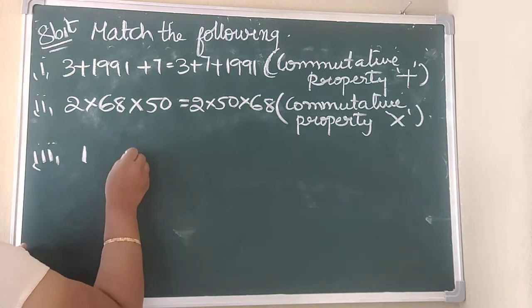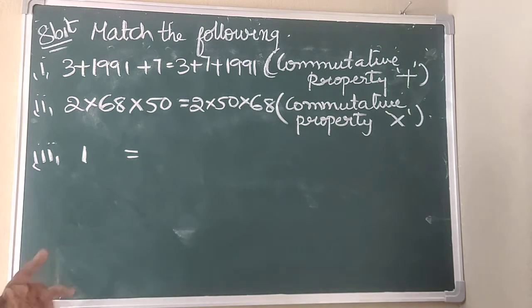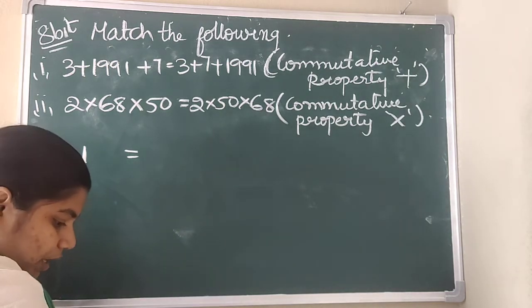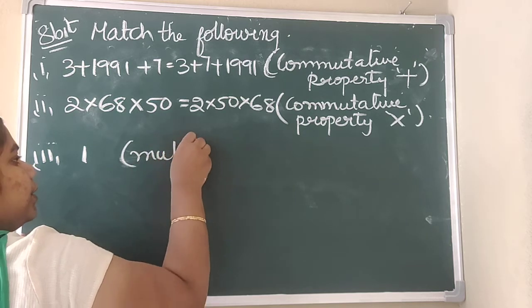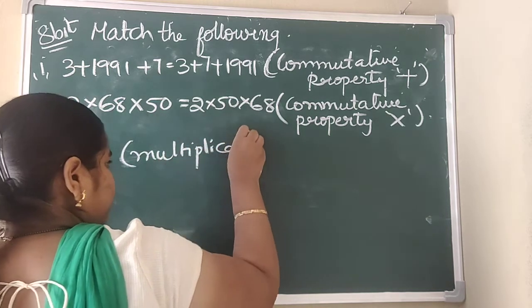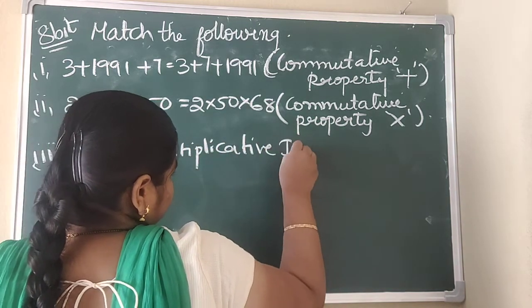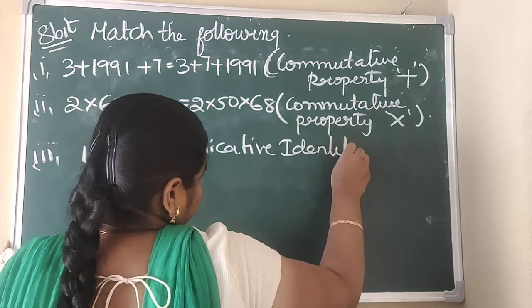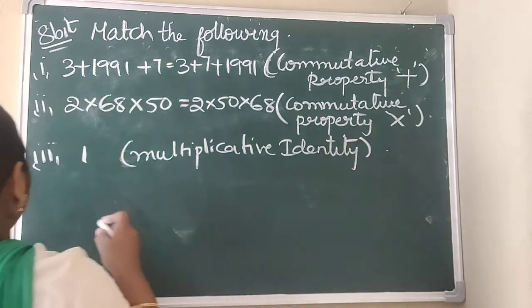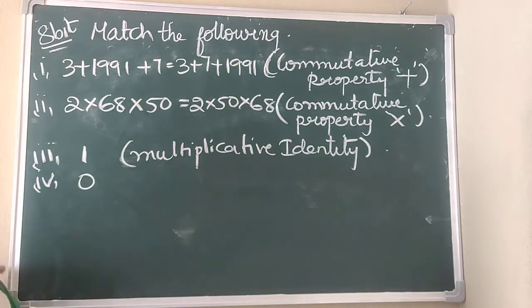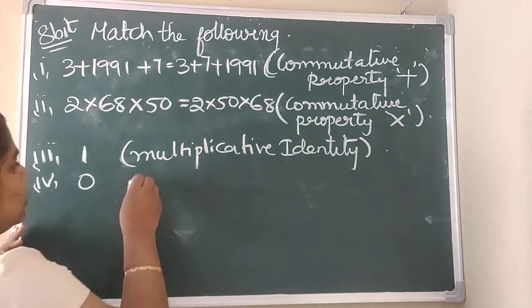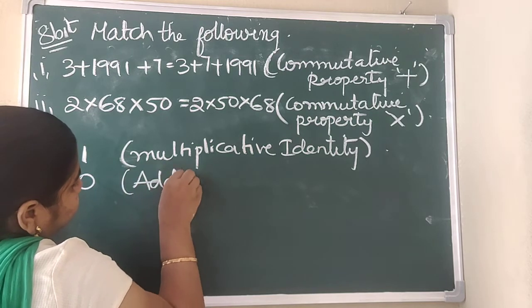Next, the third one is 1. What do we call this 1? 1 is called the multiplicative identity. Next, the fourth is 0. What do we call 0? We call this 0 the additive identity.